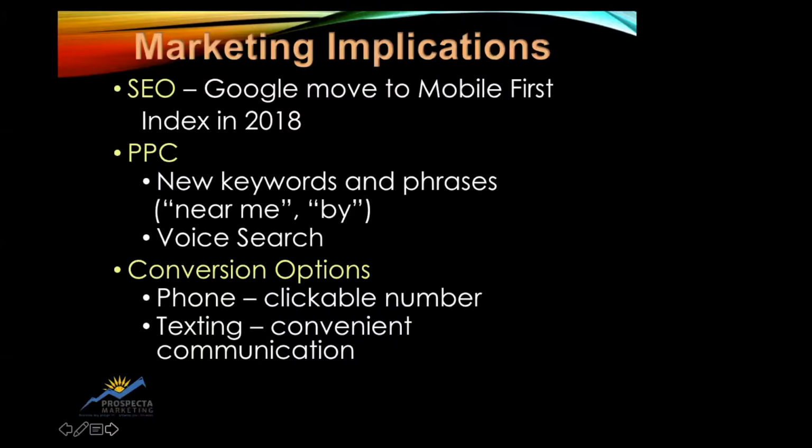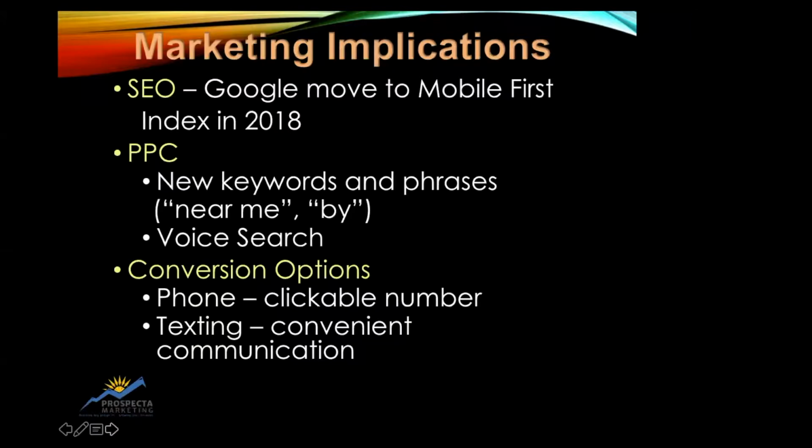As far as conversion is concerned, when somebody has a cell phone, they've got the capability to click on a number and connect right to the office. So it's important to make sure on your website that your phone number is clickable. In other words, they can just click that and connect to your office and don't have to punch in that number. A lot of consumers now prefer to text rather than to call. And so having that convenience of that communication is very important.